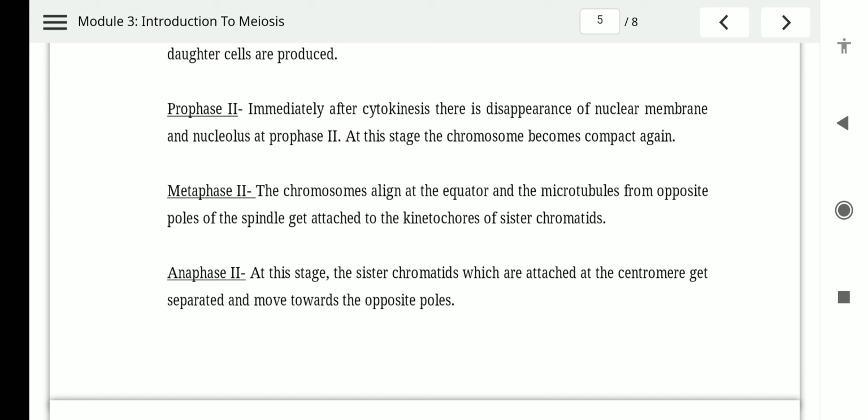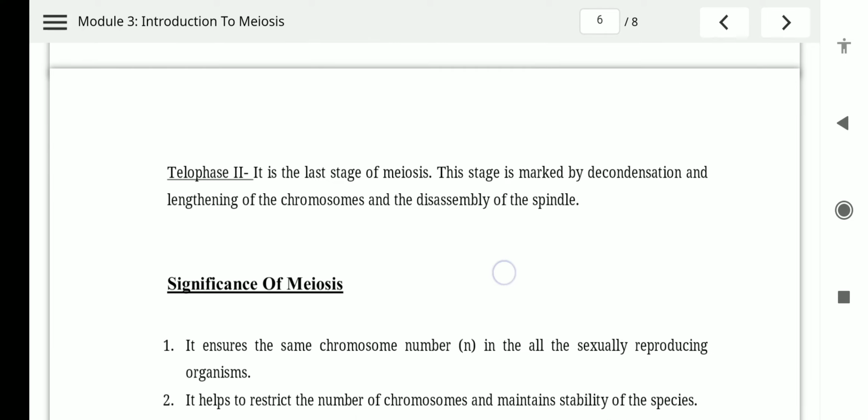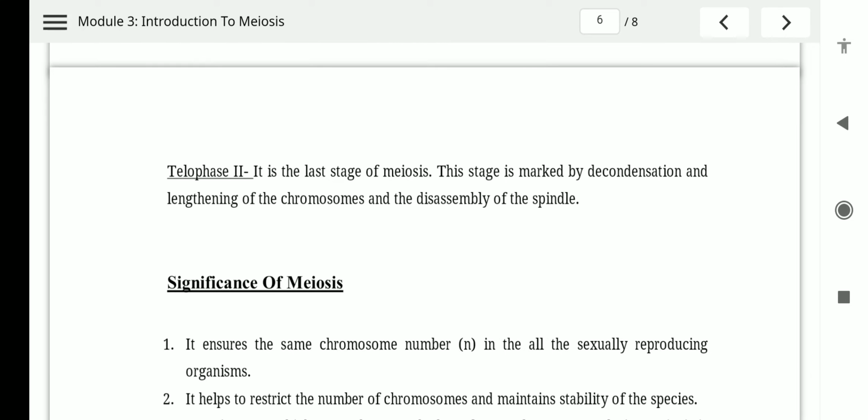In metaphase, the chromosomes align at the equator. They come to the equator, the middle of the cell, and the microtubules from the opposite poles of the spindle get attached to the kinetochore of the sister chromatids. So the sister chromatids are attached at the centromere on the spindle fiber. In anaphase 2, the sister chromatids, which are attached at the centromere, get separated and move toward the opposite poles. Now telophase 2 is the last stage of meiotic cell division.